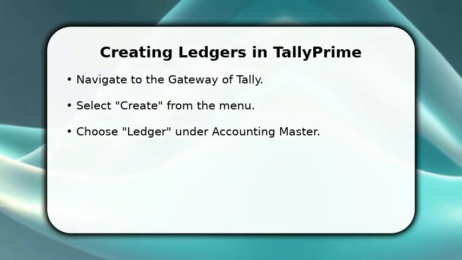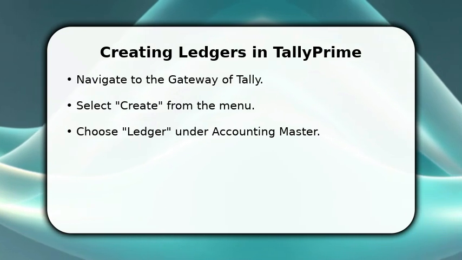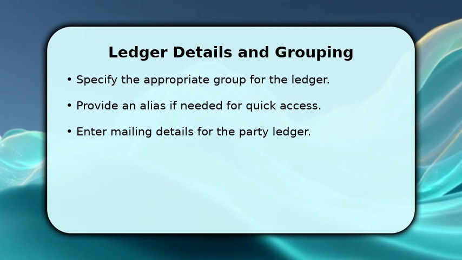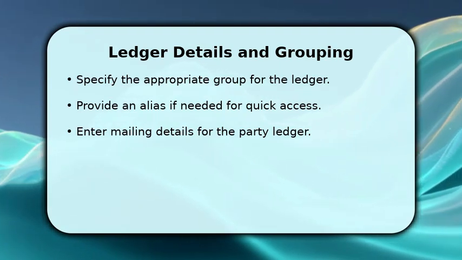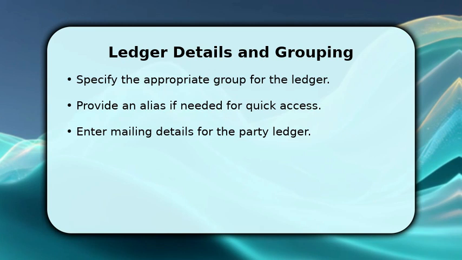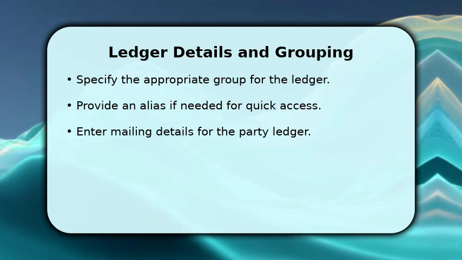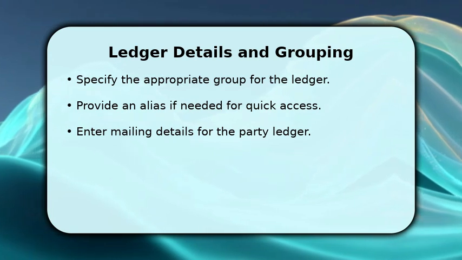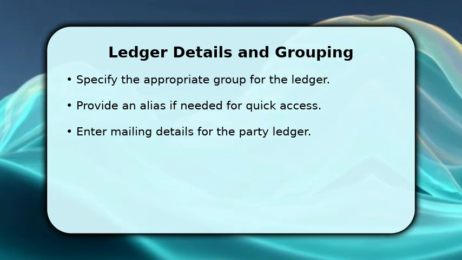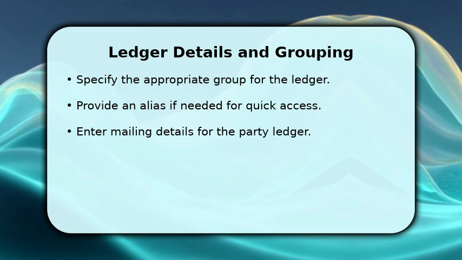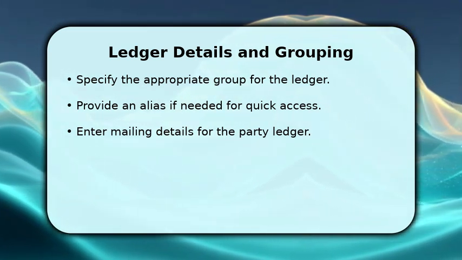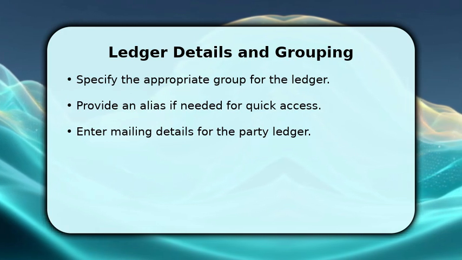Remember to give your ledger a clear and descriptive name for easy identification later on. After naming your ledger, you will need to assign it to a suitable group. This is crucial for accurate reporting and financial analysis. For instance, a customer ledger would go under Sundry Debtors. You can also add an alias for faster searching. If it is a party ledger, fill in the mailing details like address and contact information.